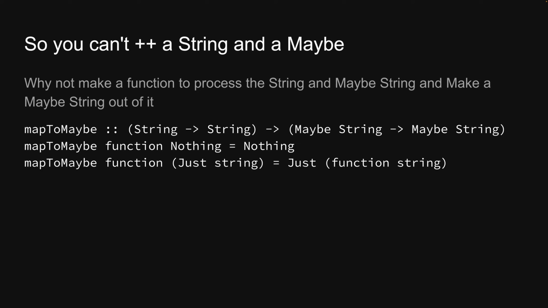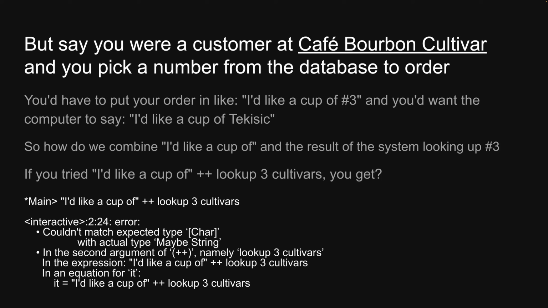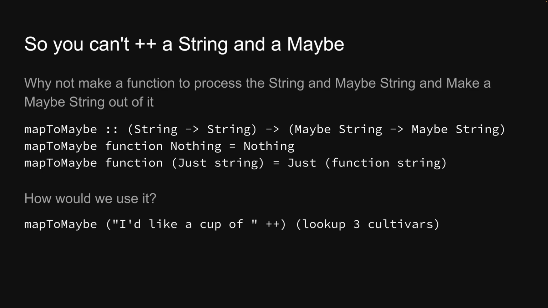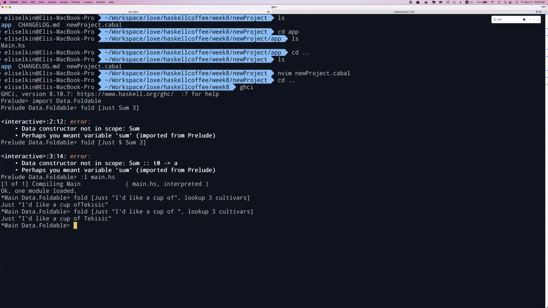So we'd be applying the function, which is "I'd like a cup of" plus plus, to the string result if there was a Just value in the lookup 3 cultivars. So we would use it like this, map to maybe "I'd like a cup of" plus plus, lookup 3 cultivars. And you might say, okay, does this work? Yes, it works.